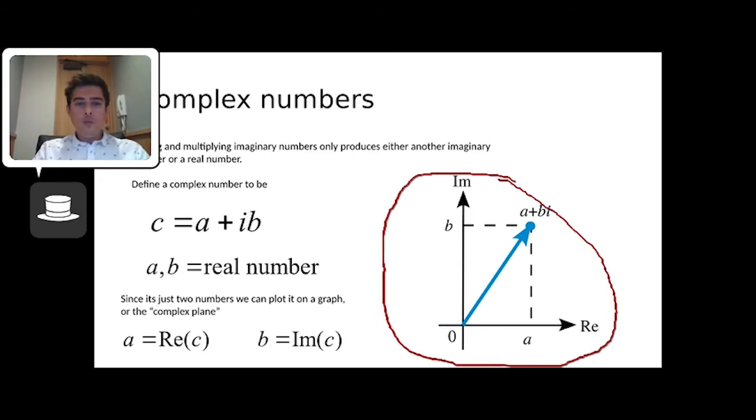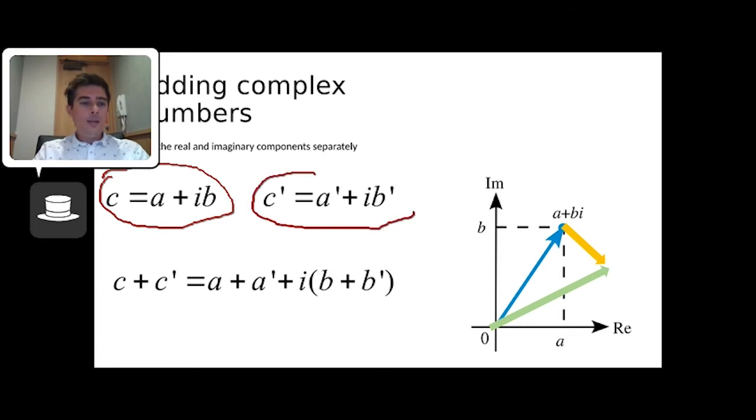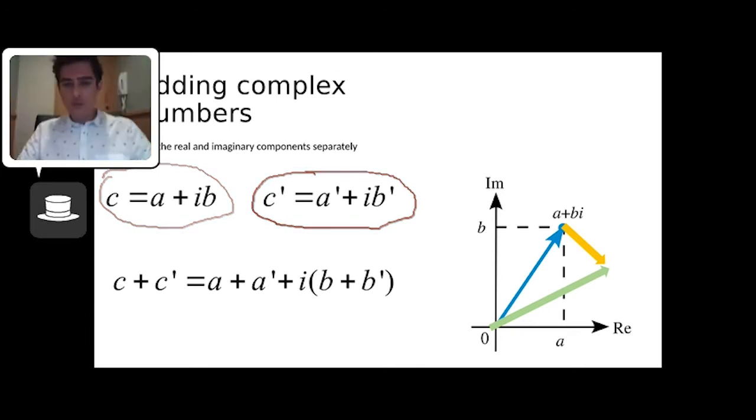So let's go back to what we were doing with adding the complex numbers. If we had two complex numbers, say the first one is called c, and the second one is called c prime, and we wanted to add these two things. So the question is, how do you add these two things?